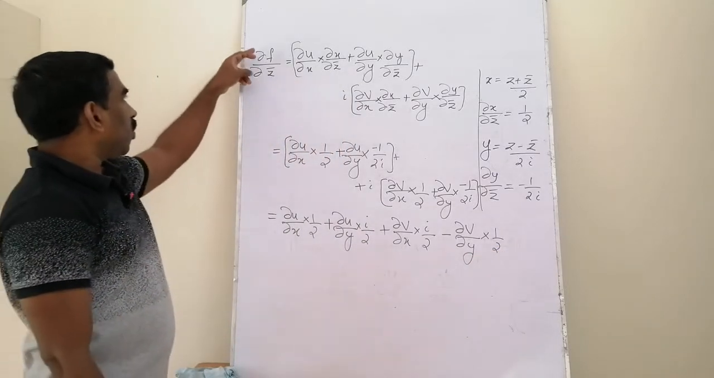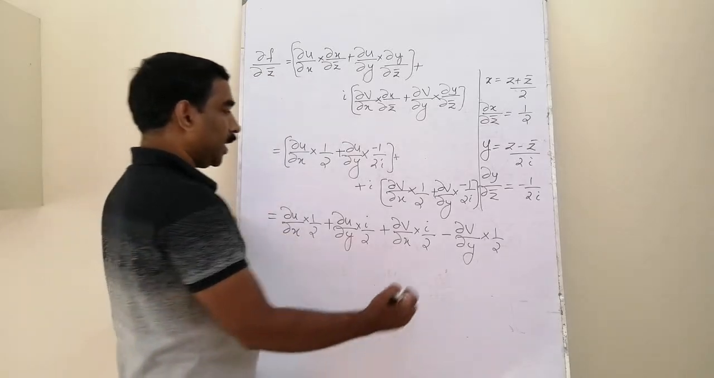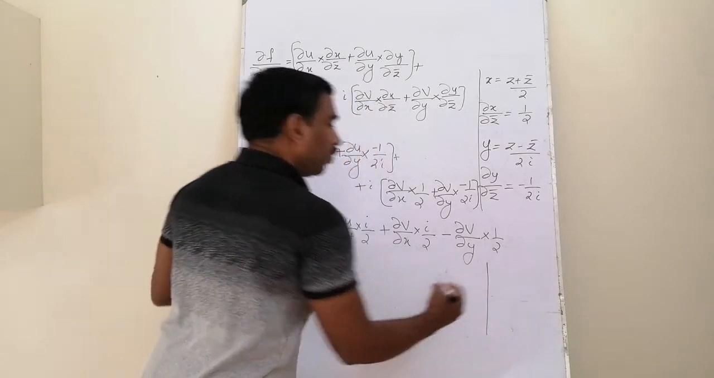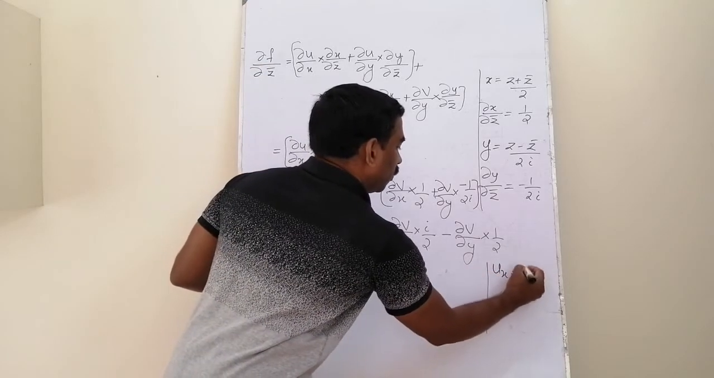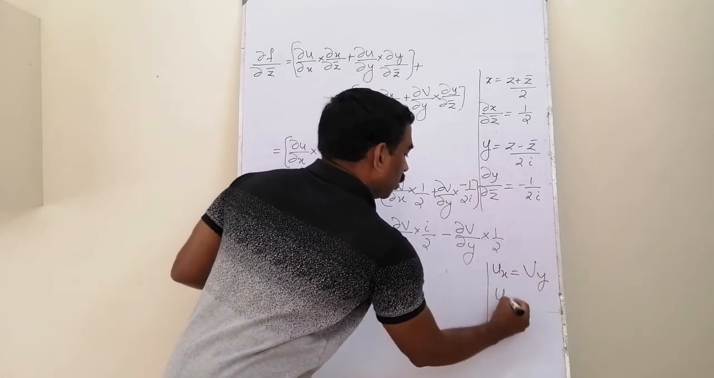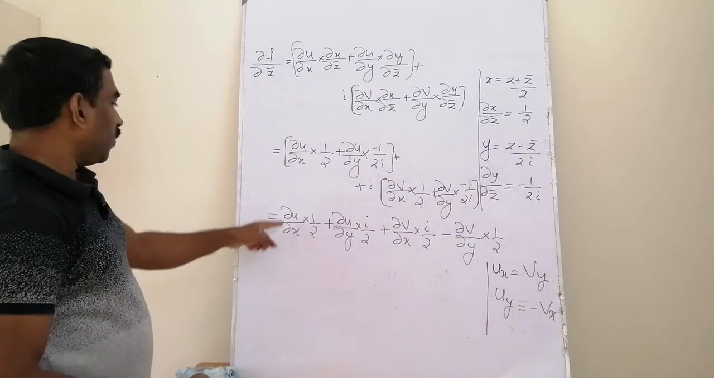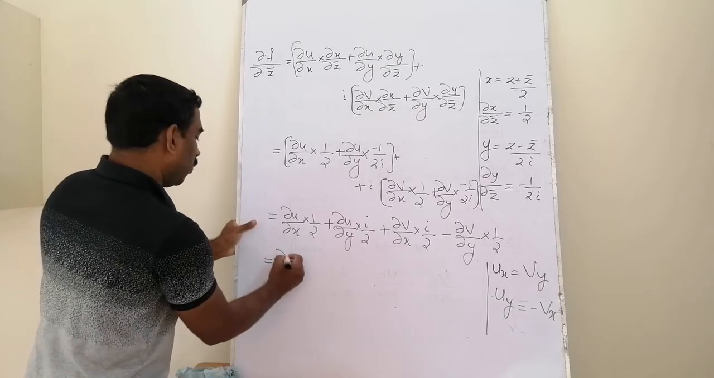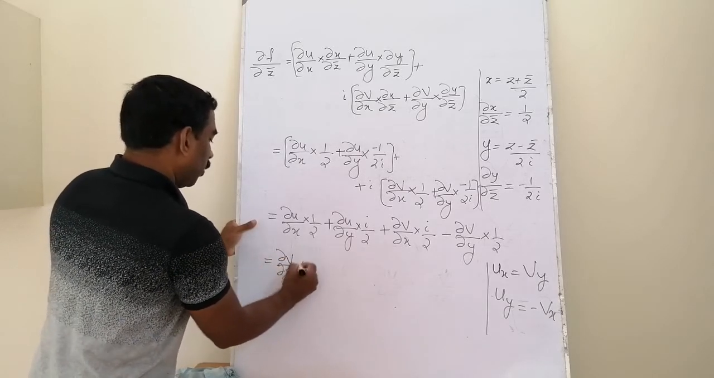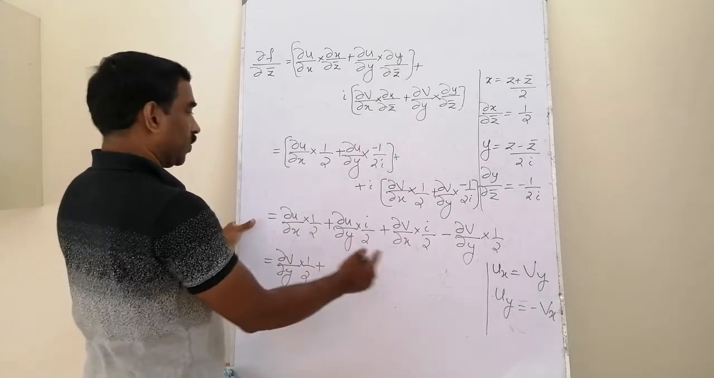Now we are computing this ∂f/∂z̄ on the assumption that this f is an analytic function. If f is analytic, then we can have the Cauchy-Riemann equations. What are the Cauchy-Riemann equations? Ux is equal to Vy and Uy is equal to minus Vx. Then substituting for this Ux is equal to Vy, that is ∂v/∂y into 1 by 2 plus Uy is equal to minus Vx.